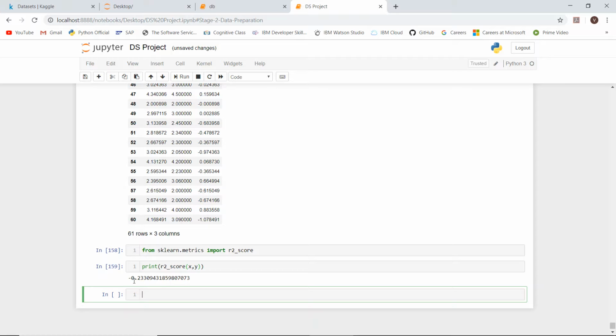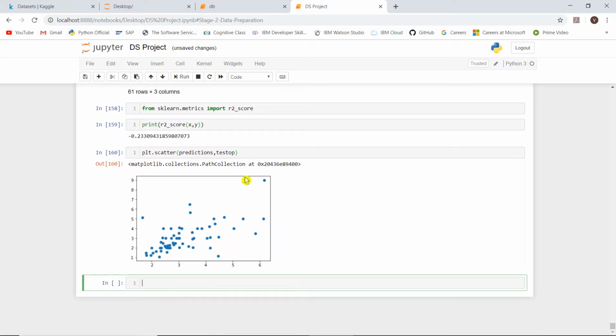So that is minus 0.233. Okay, it should be close to 1. Okay, so let us plot the graph between these two. Say plt dot scatter plot of x, that means predictions minus test op.